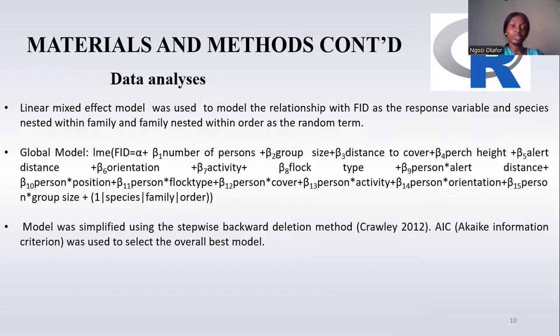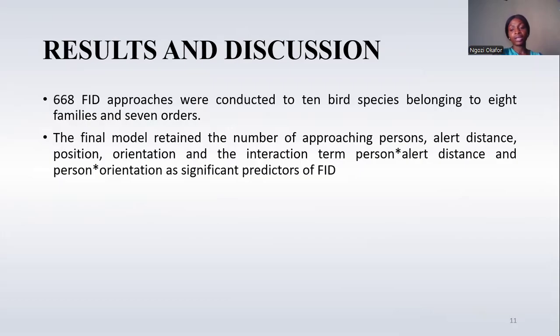And this was the global model we ran. Our model was simplified using the stepwise backward deletion method, whereby non-significant variables were removed, starting with the higher non-significant interactions. So at the end of our study, 668 FID approaches were conducted on 10 bird species belonging to eight families and seven others.